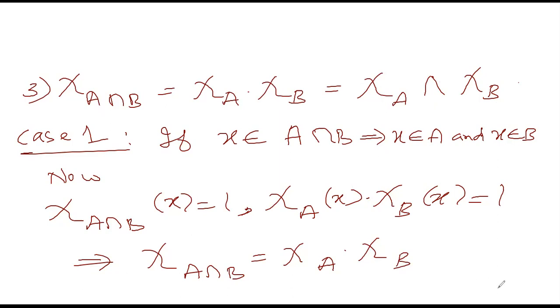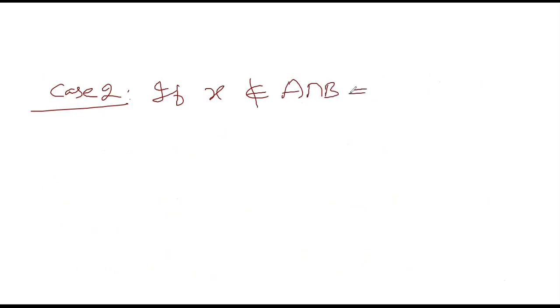Now we'll discuss case second. Case second is if X is not in the intersection, if X does not belong to A intersection B, this implies X does not belong to A or X does not belong to B, because it's not in the intersection.